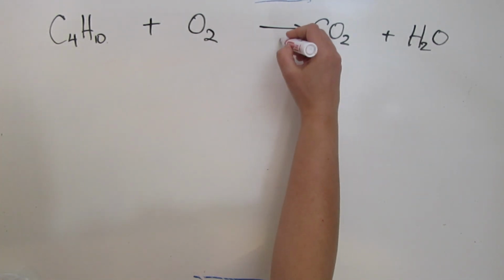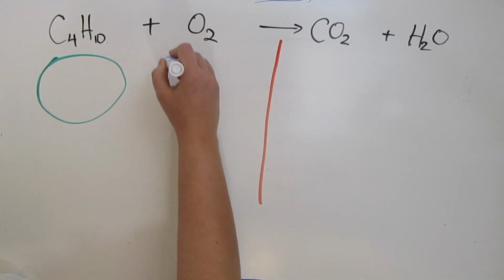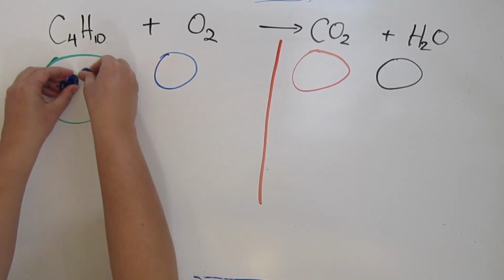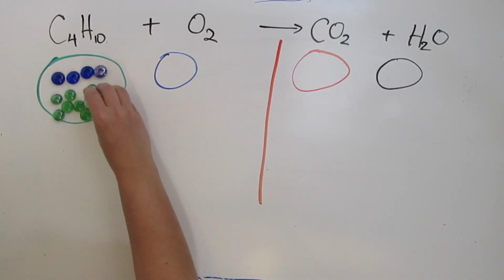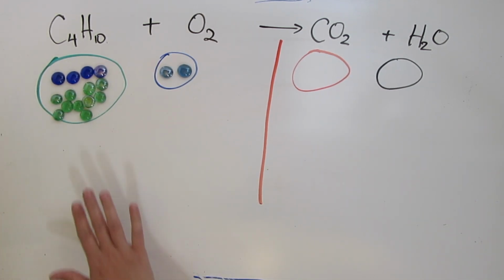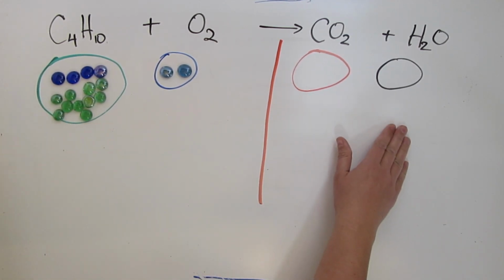So let's look at this. You can see we're burning a much larger molecule now, but we're still making the same little molecules here. So here are our four carbons. Here are 10 hydrogens. Here are our two oxygens. And let's see what's going to happen when we start transferring these over to the product side.